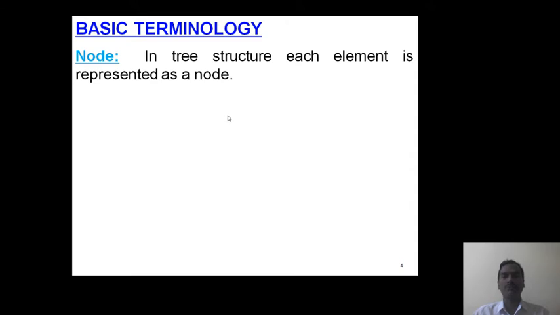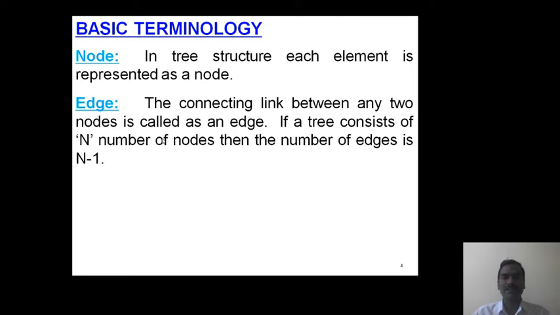First one, node. In a tree data structure, every element is represented as a node. Then edge. The connecting link between any two nodes forms an edge. To connect every two nodes, we draw a line, and this line is treated as an edge. Here is one basic property: if a tree consists of n nodes, then the number of connecting edges is n minus 1.